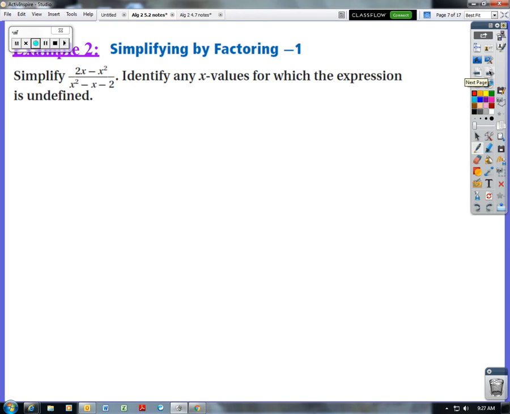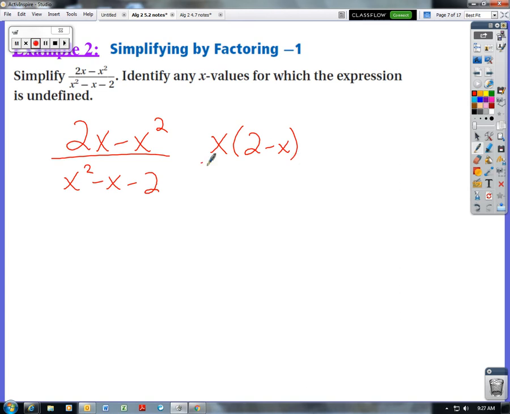Example 2. So we're going to simplify. It's the same thing that we've been doing. So in the numerator, I see that we have a GCF of x. So I'm going to factor x out. And that's going to leave me with 2 minus x on top. On bottom, I have a quadratic polynomial that I can factor with x and x. And that's going to be negative 2 and positive 1.